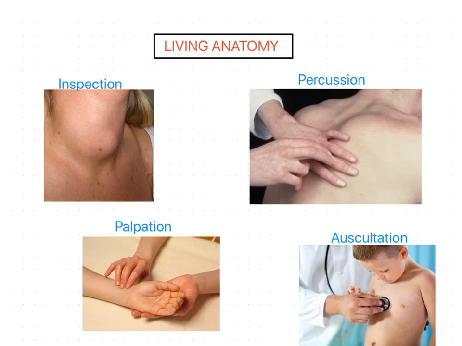Okay, study of anatomy in a living individual by using simple techniques like inspection, percussion, palpation and auscultation. So by using these techniques we can study the anatomy of the living individual. Now we'll see the inspection by visual observation. For example, here the patient is having a goiter.